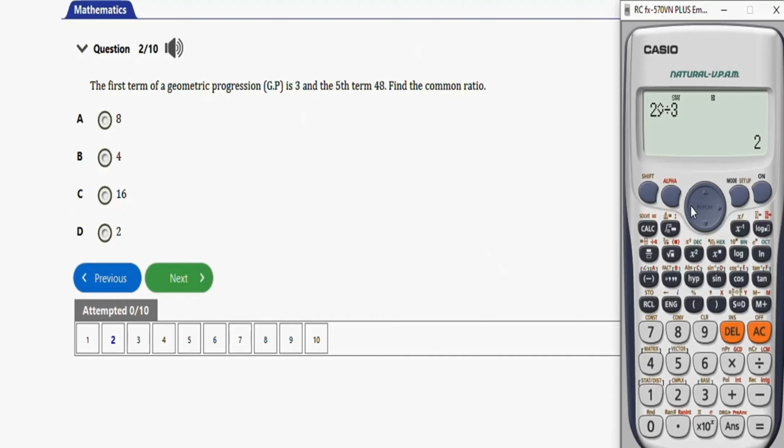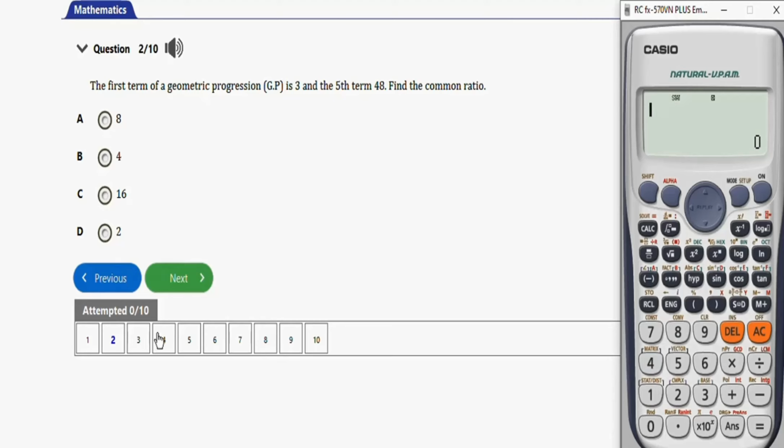Either I do it this way, or after 5, the next value is 6. So let's put back that regression, shift, stat button, regression 5. That's 6, divide by the value of the fifth term, which is 48. You still get 2. Still 2. So the right option is option D, which is 2.